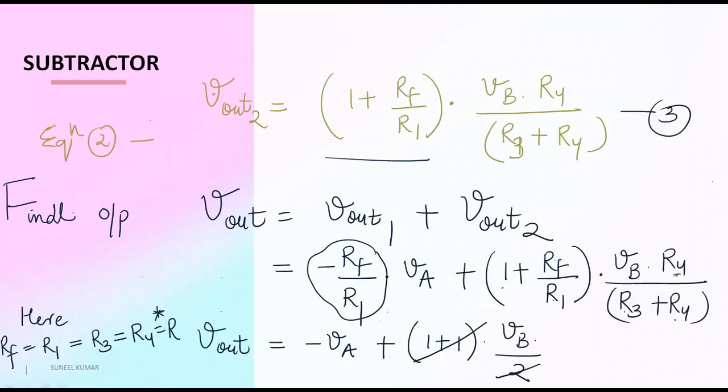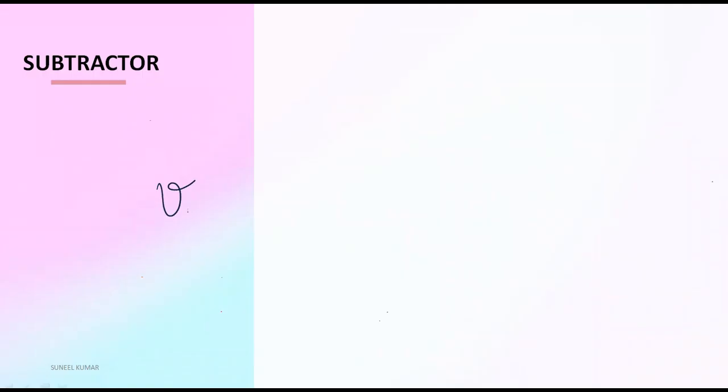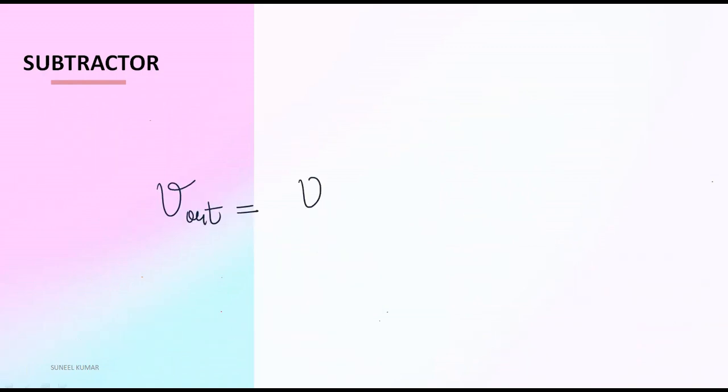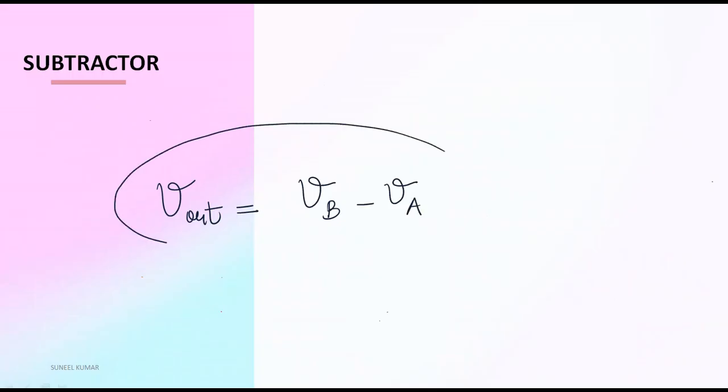So what will be the output? The output we can write here. The output is simply VB minus VA. So this is the final output. We can say that the output is simply the subtracted value. This is the difference of voltage applied at non-inverting terminal minus voltage applied at inverting terminal.